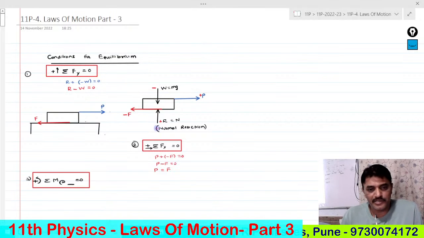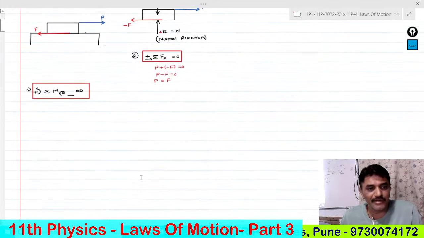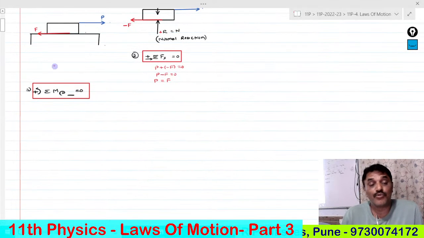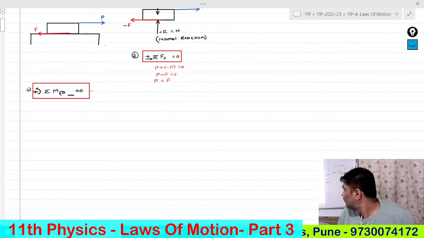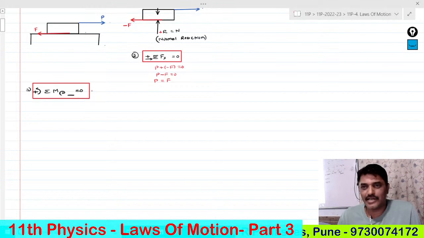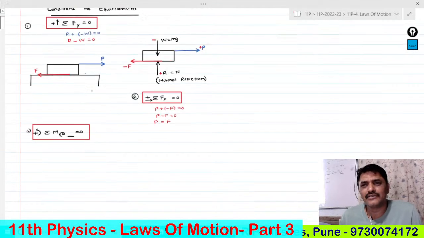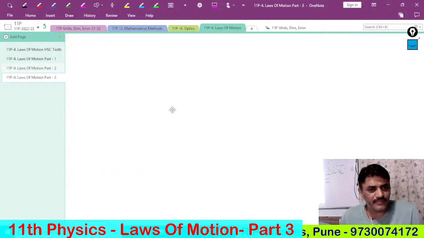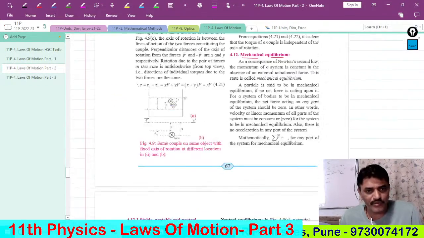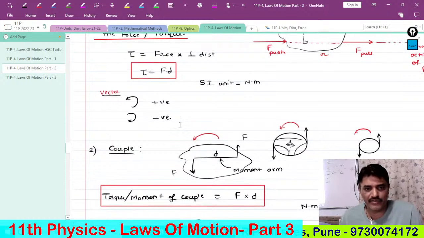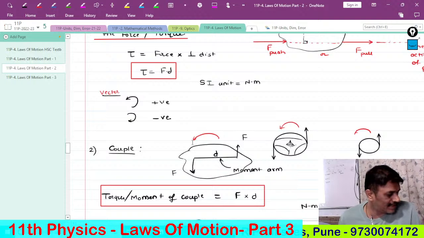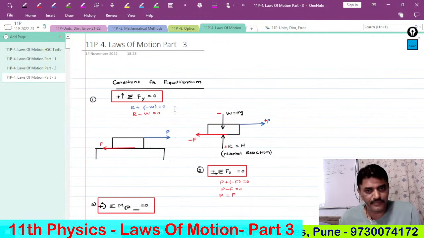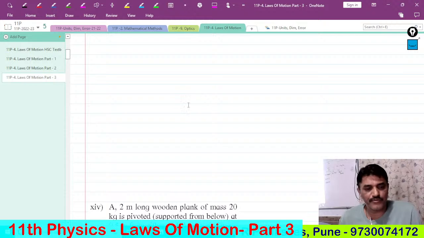We say the summation of forces in the y direction is 0, the summation of forces in the x direction is 0, and the third one is that the summation of moments of all the forces is equal to 0. Now how do we find this moment? We have already seen the moment of a force in the previous lecture. So how to use the moment of force, that we are going to see now. Let's see how to use the moment of force while solving a problem.